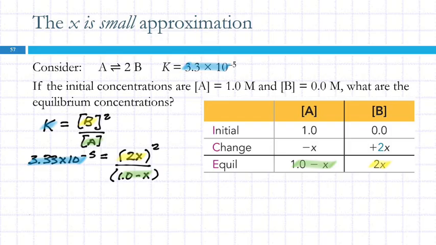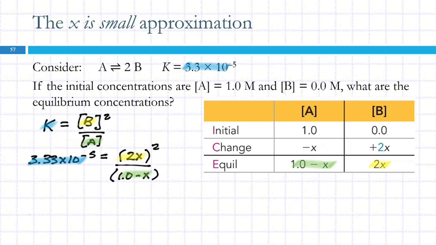So, anybody have questions about that? Now, what we did on Tuesday is we got out our solvers and we plugged this in. We're learning the X is small approximation today. So this is a small equilibrium constant. It's not going to form a lot of product, which means that X is small.